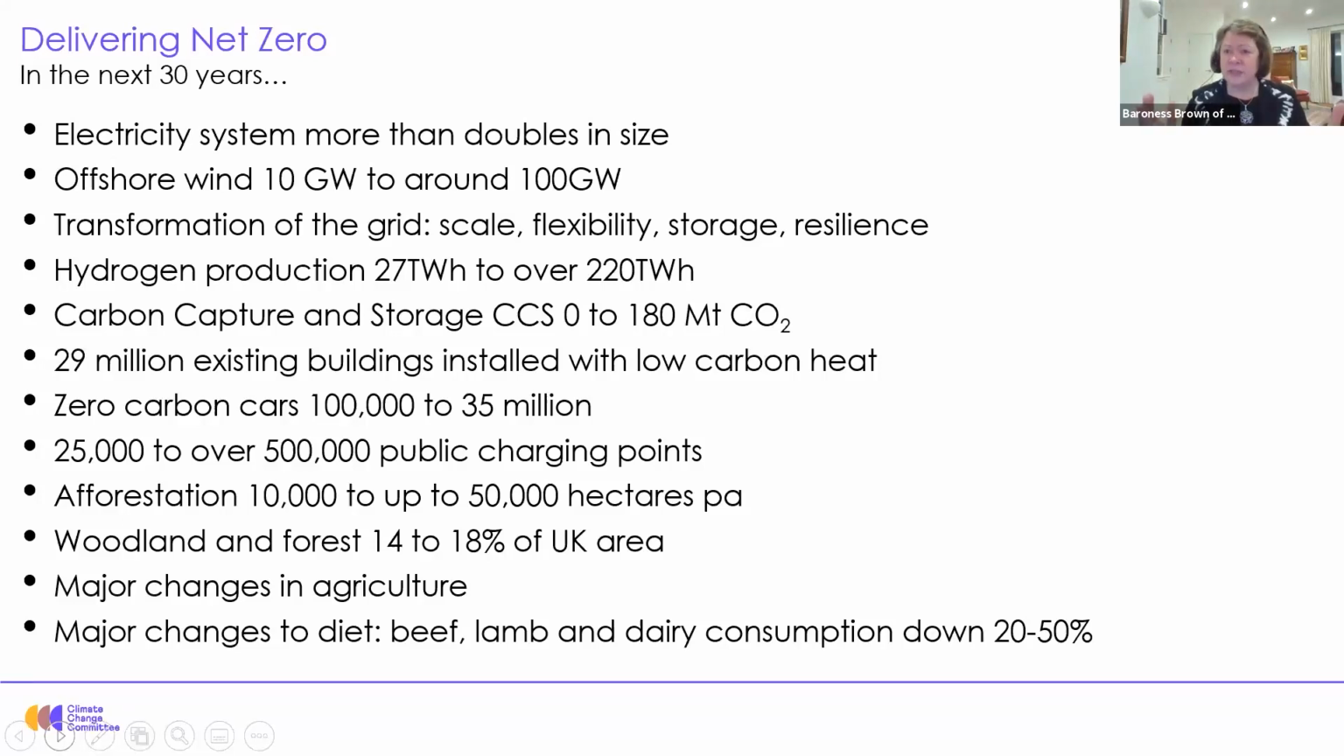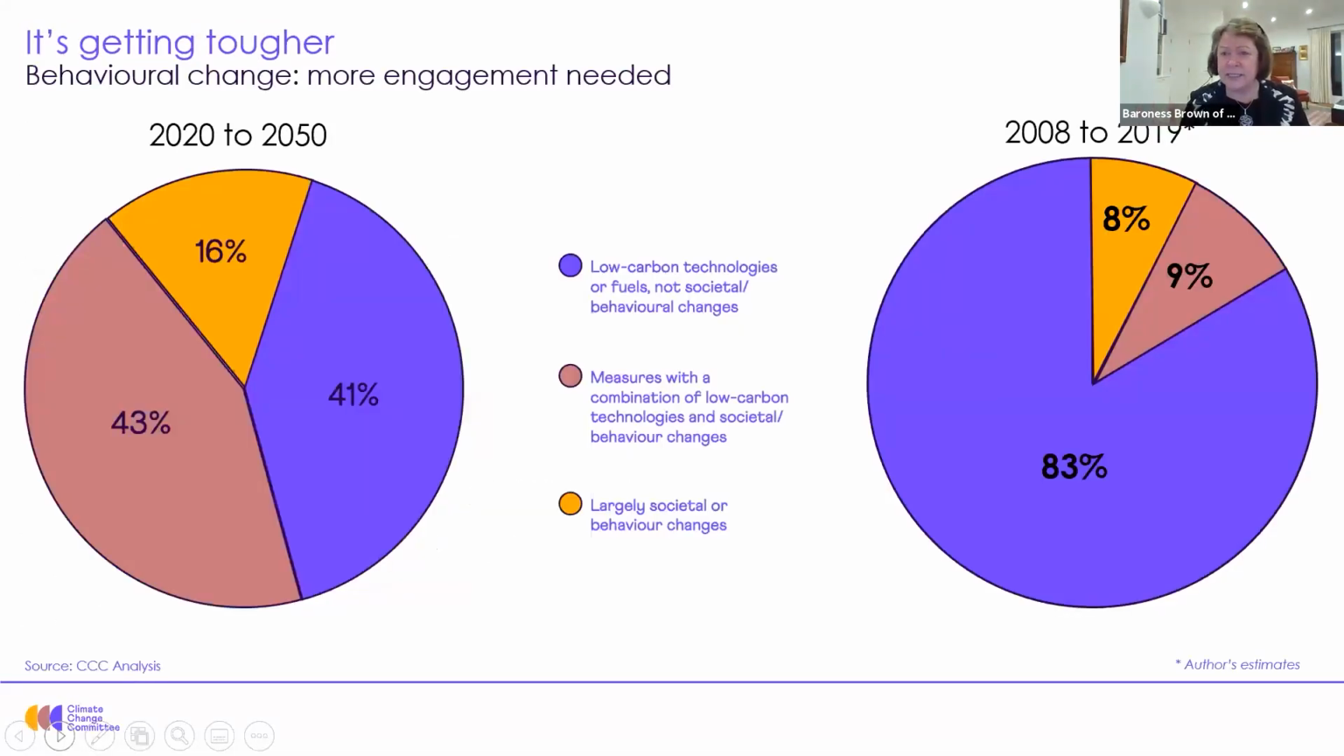So that's a lot to do in 30 years. And in some ways, it's getting tougher. It's getting tougher because almost all of the reductions that we have produced since the Climate Change Act was passed have come from industry and the electricity system. So they haven't required us as citizens to change our behavior in any significant ways. We may have a lot of renewable energy on the grid, but you turn the lights on and they still come on just as they did before.